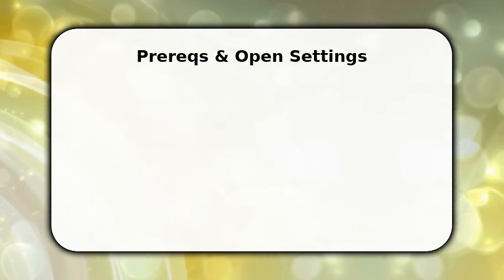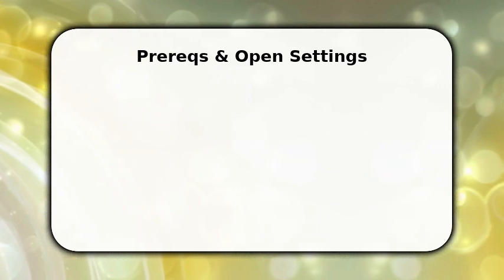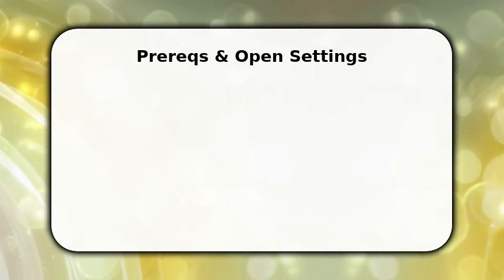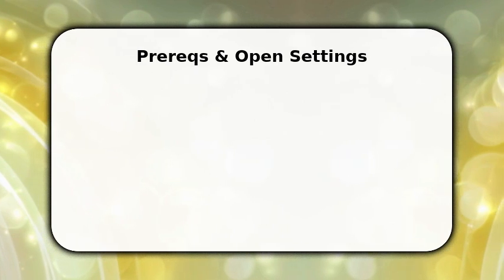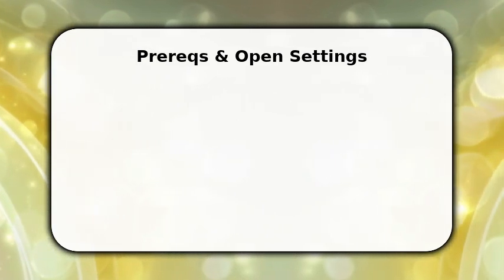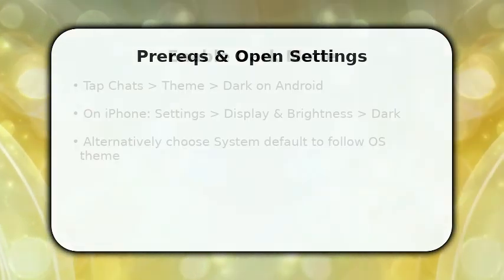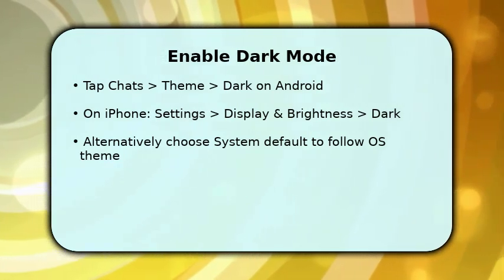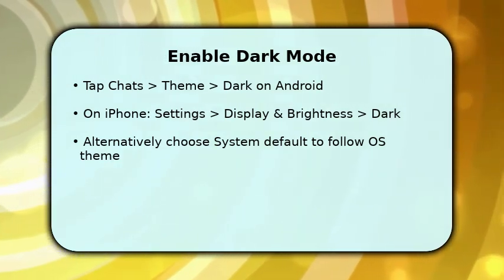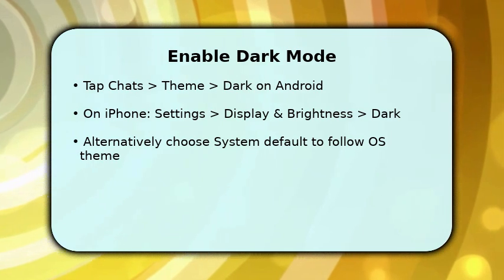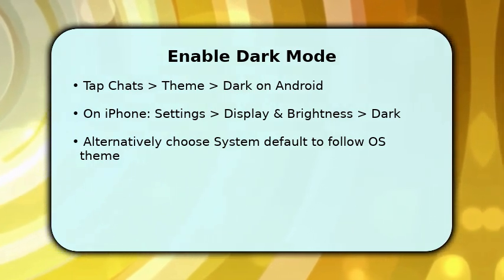You're checking prerequisites and moving straight to the option. Don't linger. This ensures the dark toggle is available and prevents confusion between app-level and system-level themes. Now change the theme. On Android, tap Chats, open Theme and select Dark. On iPhone, use Settings, Display and Brightness and choose Dark.